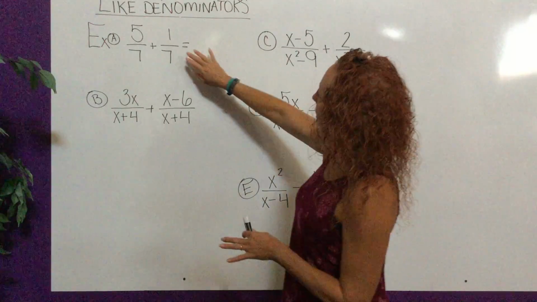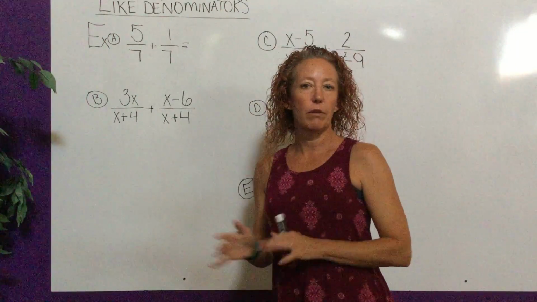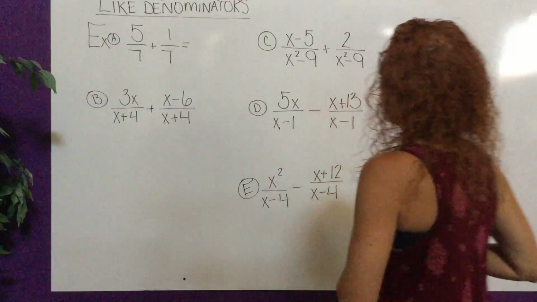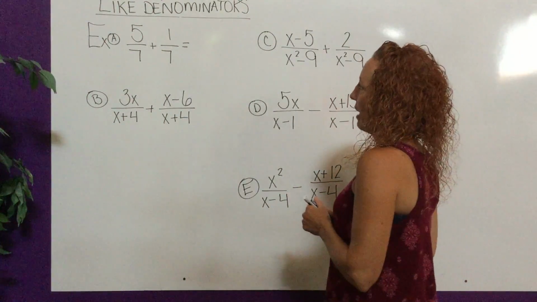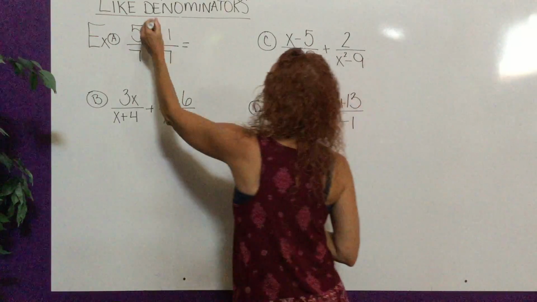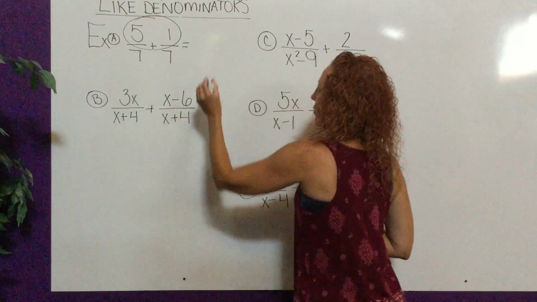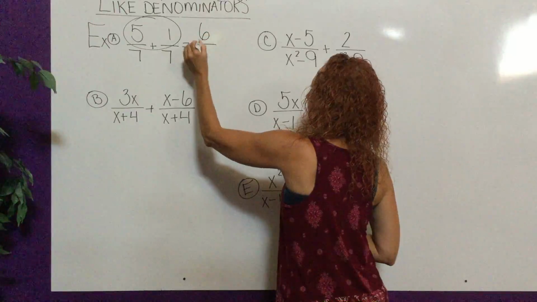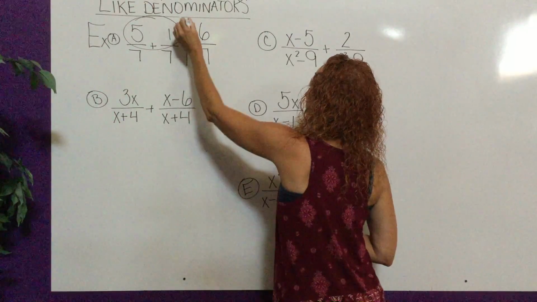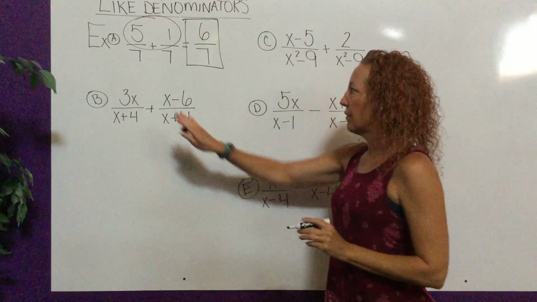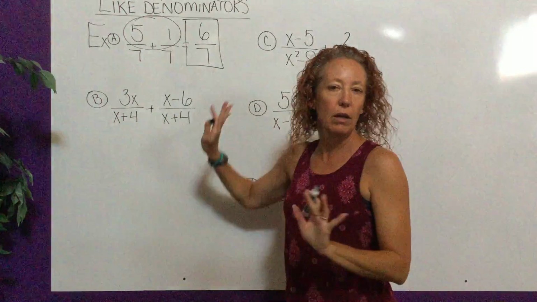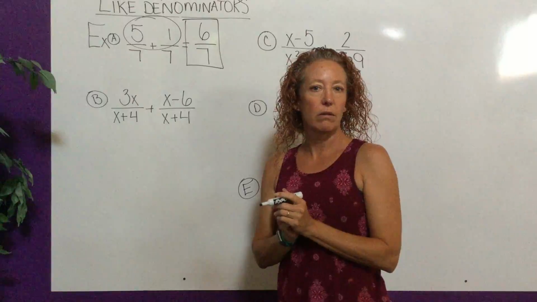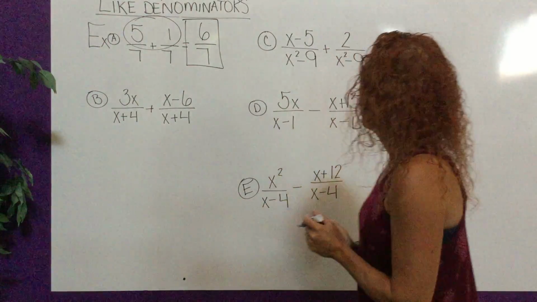So I started us off with something of a review from our K-12 days here. We have 5/7 plus 1/7. And so just to illustrate, we're going to add those two together. 5 plus 1 is 6. And our answer then is 6/7. That can't be reduced at all, so that is our final answer.